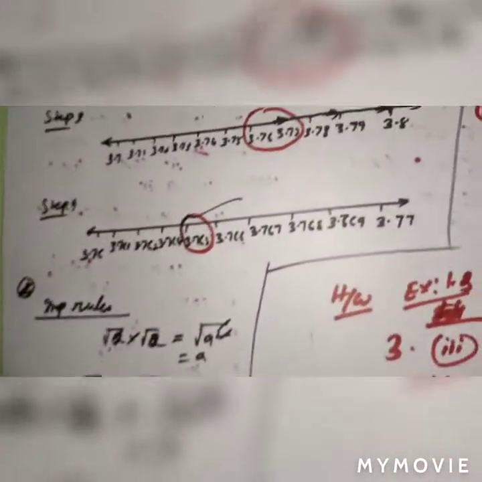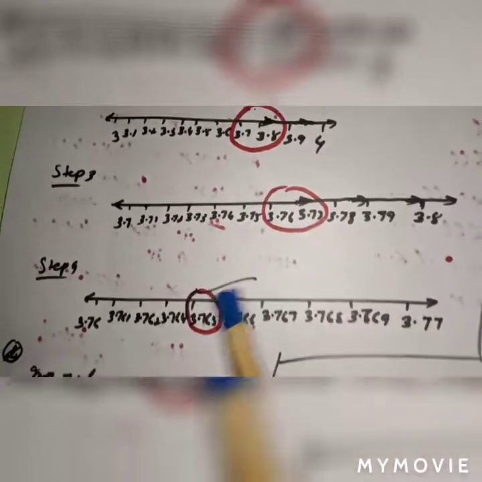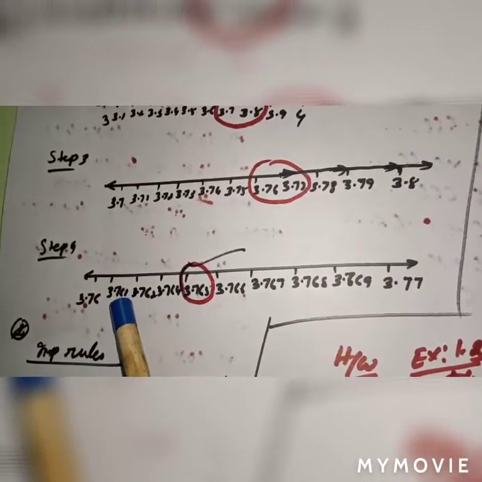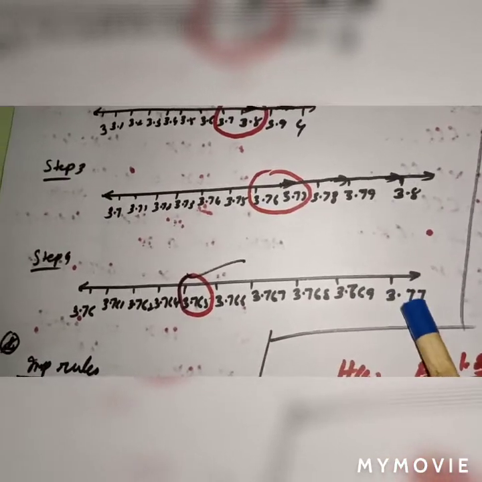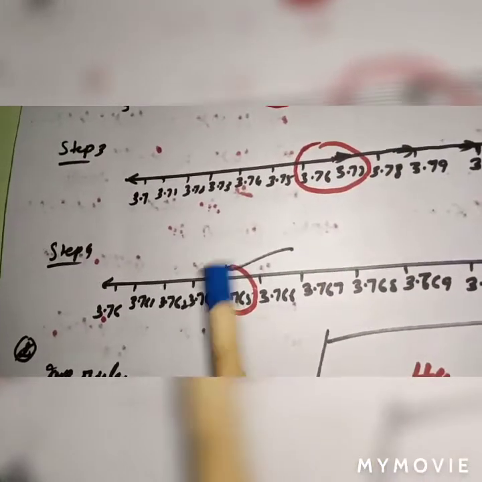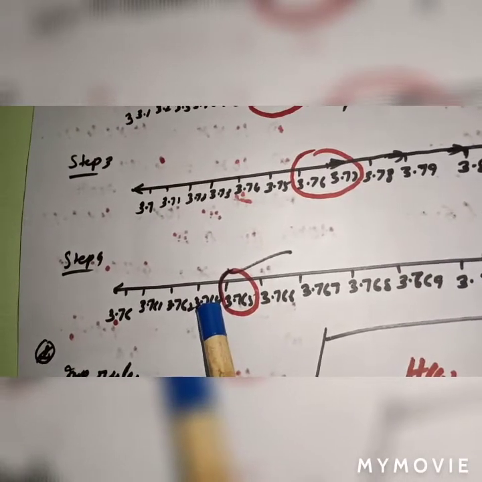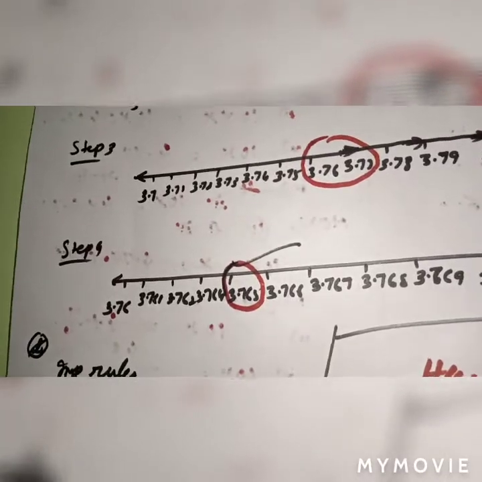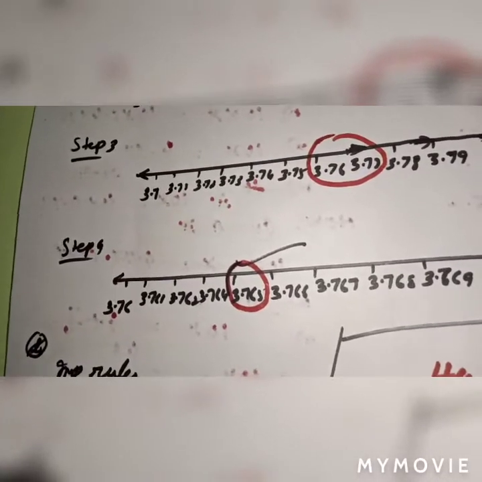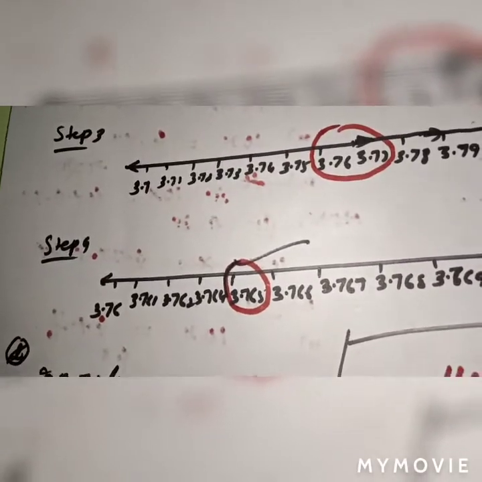Next, now in between 3.76 and 3.77 there are 10 divisions. So write down 3.761, 3.762 like that, then 3.769, 3.77. Actually I forgot here. I have to write 3.761, 3.762, then 3.763, but I forgot to write 3.763. But okay, I'll write it here.